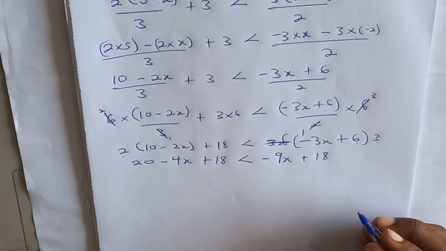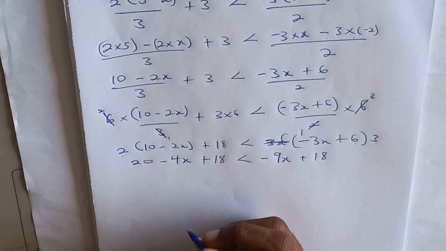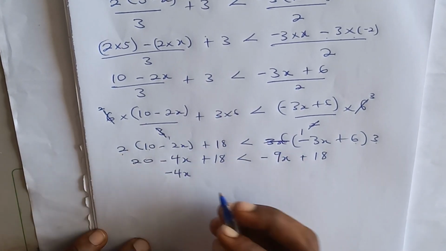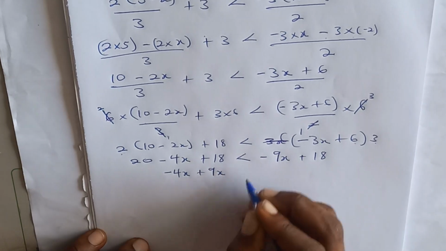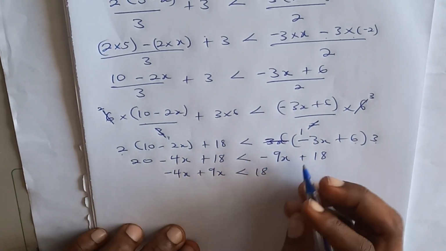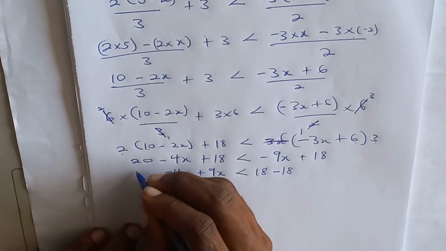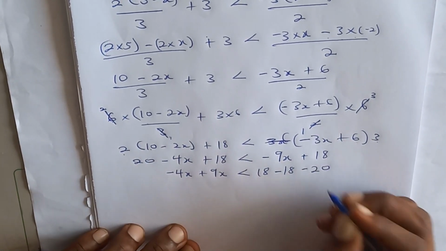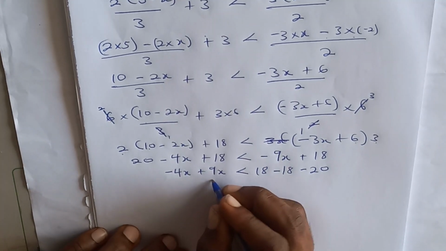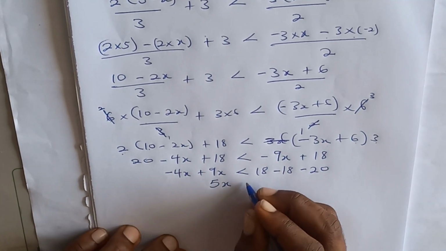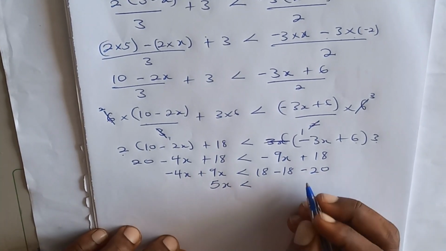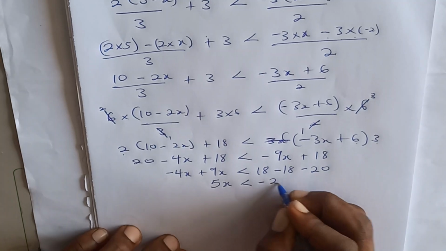Good. Now we group like terms. So on the left hand side, we are going to get negative 4x plus 9x, which is less than 18. So we send this 18, it becomes negative 18, then the 20 becomes negative 20. Good. Negative 4x plus 9x, we get 5x. It's less than 18 minus 18 is 0, so you get negative 20.